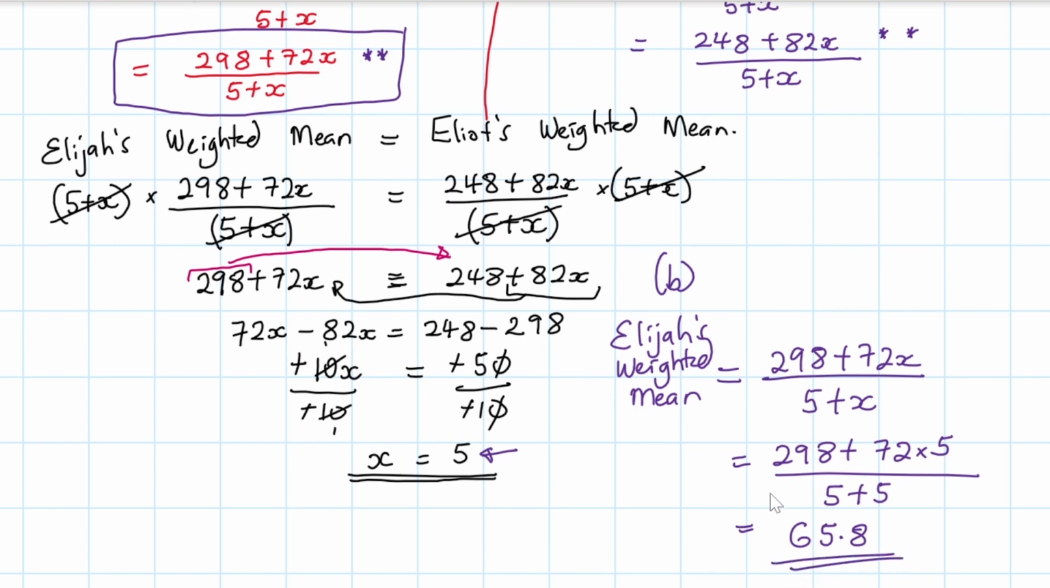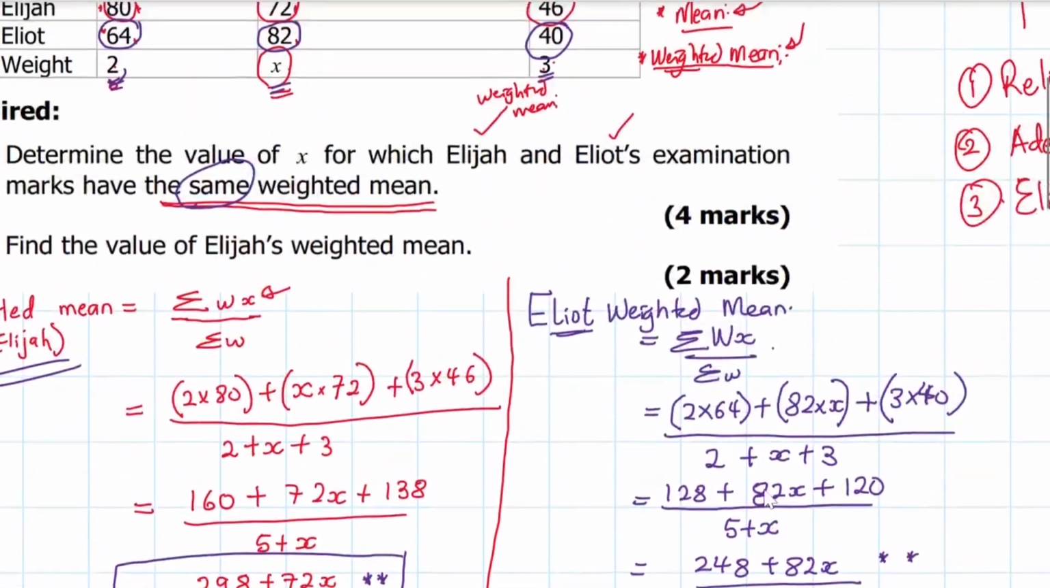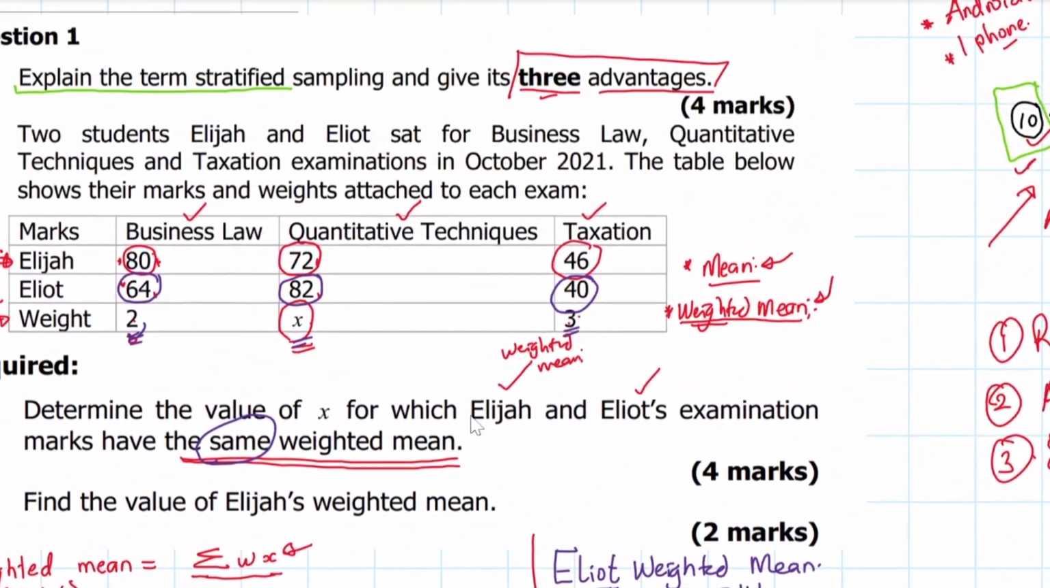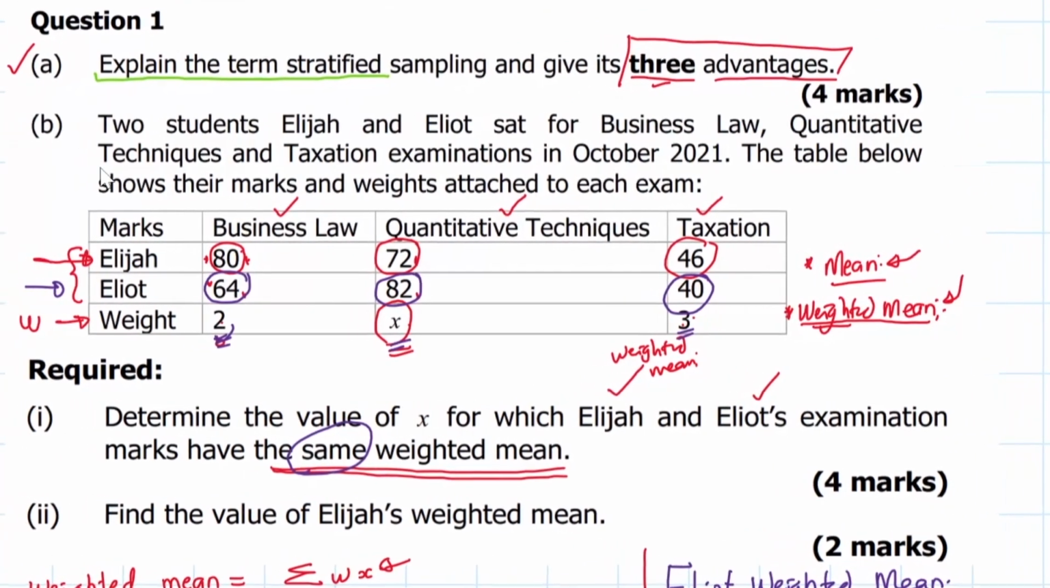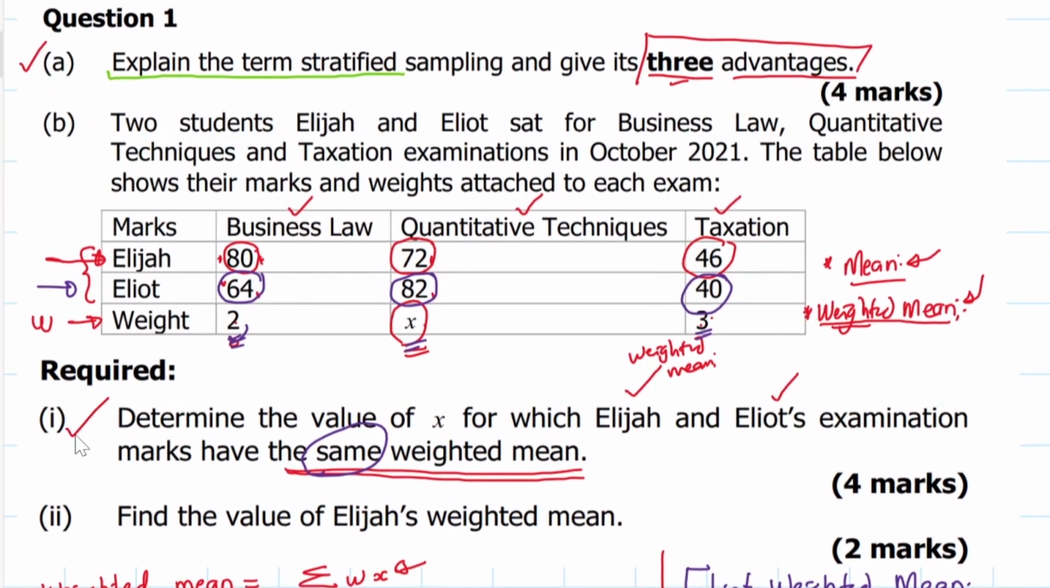So we have gotten the answer to that. We have finished. After doing a question, you check to see if you have adequately answered it. We answered Roman 1, which required us to find the value of x. We've also done Roman 2, which required us to find Elijah's weighted mean. We've gotten our full marks. So now it's time for us to move to the next question.